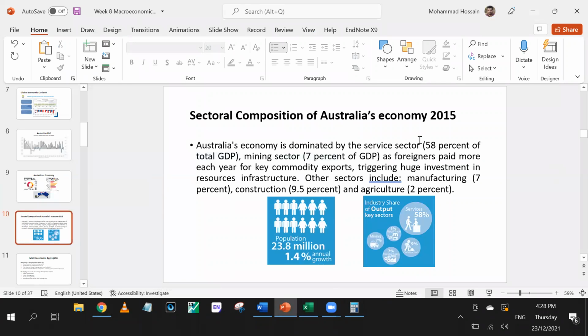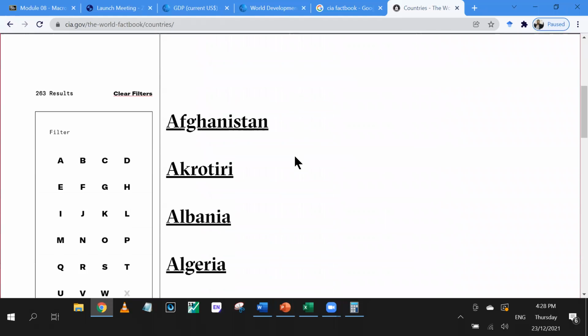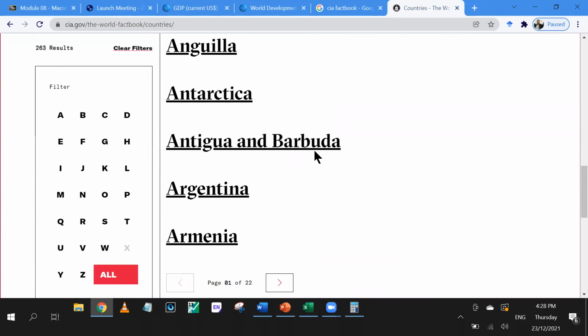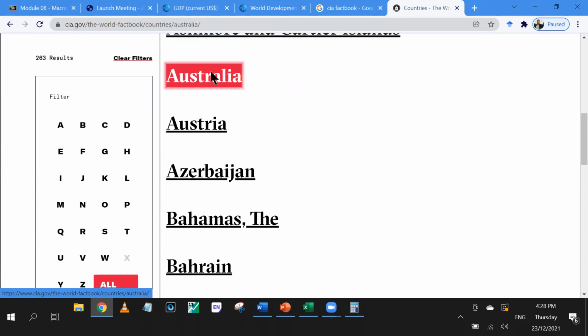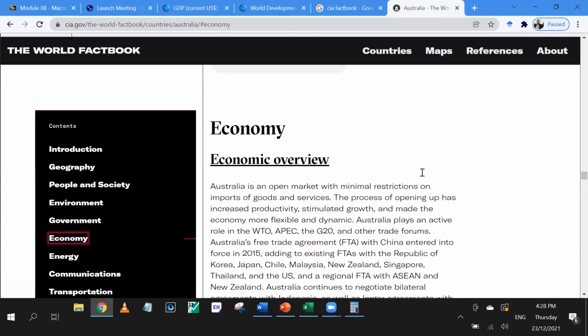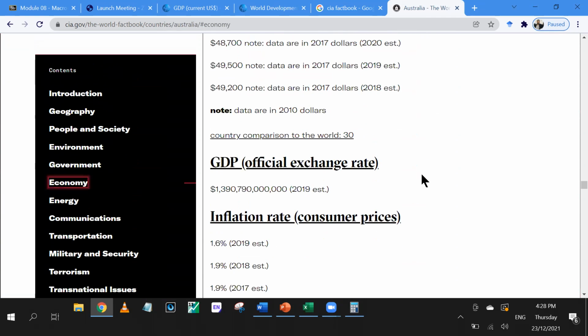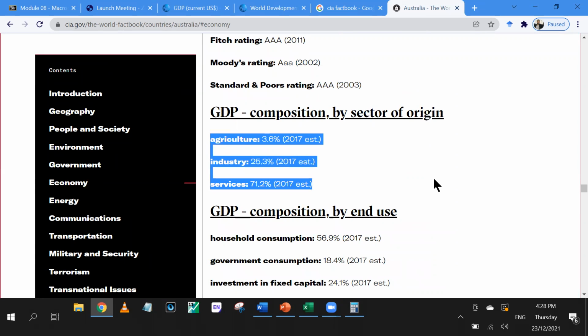So if you want to see Australia's sectoral composition, let's have a look at Australia. We go to Australia's economy and see here, composition sectoral. Service sector is 71.2%, in 2017. I don't know why they didn't update it beyond 2017. They should update it. Anyway.